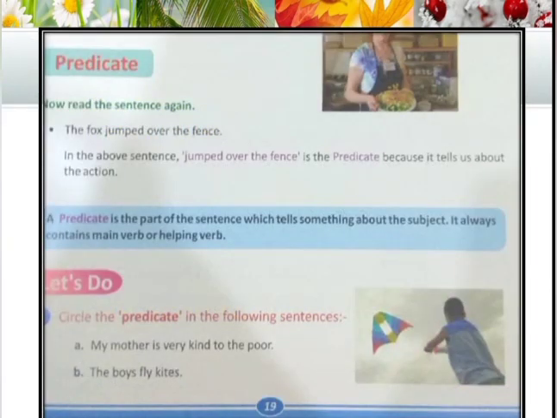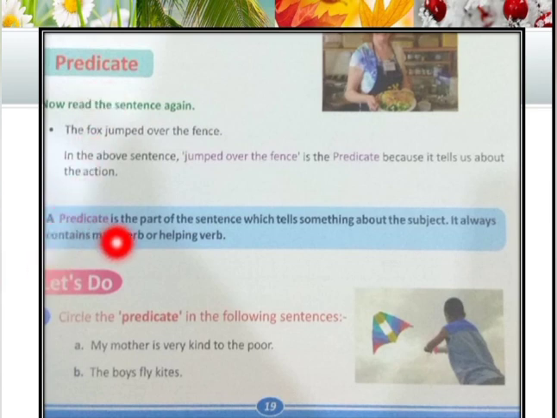Let's look at the book also. Here the example given is, the fox jumped over the fence. Now who is doing the work here? It is fox. But what work is it doing? In the above sentence, jumped over the fence is the predicate because it tells us about the action. Fox is the doer, but what action is being done is jumped over the fence. So, jumped over the fence is the predicate.